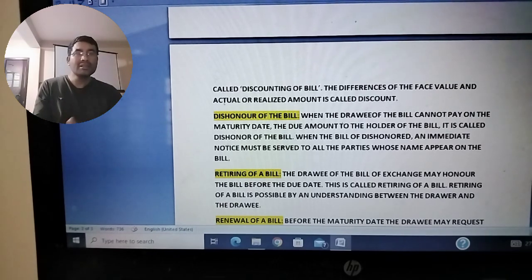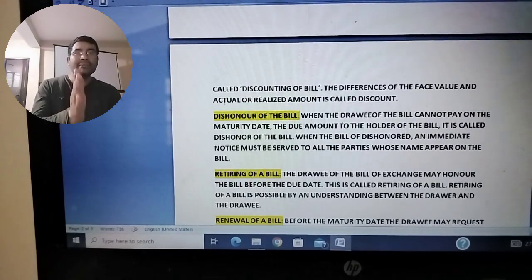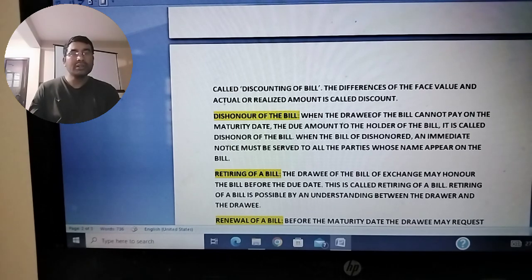So retiring means honoring the bill before the due date, and now let's start the dishonor of the bill. So what do you mean by dishonor of the bill? The bill is drawn for a certain period and the drawee is liable to pay the amount on the due date. But if the drawee is unable to pay the amount on the due date, the bill is said to be dishonored. Are you getting?